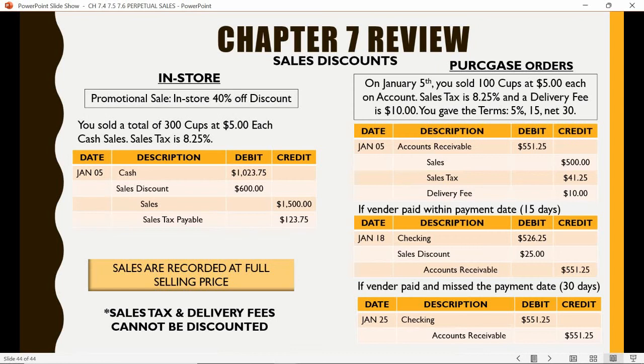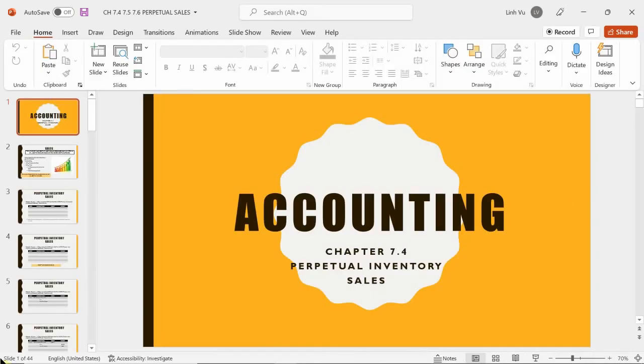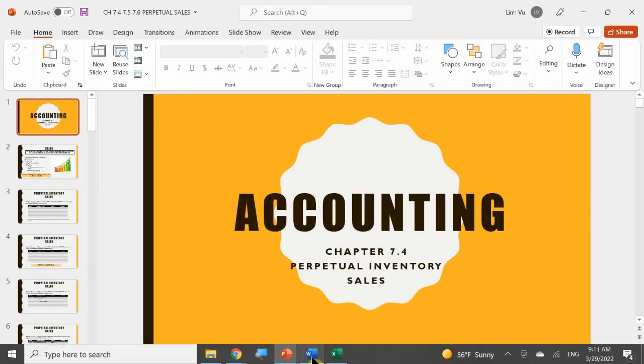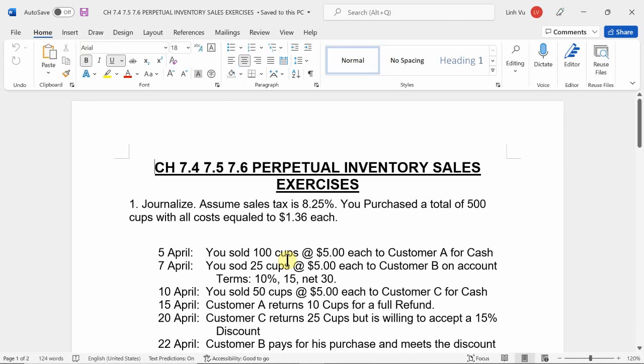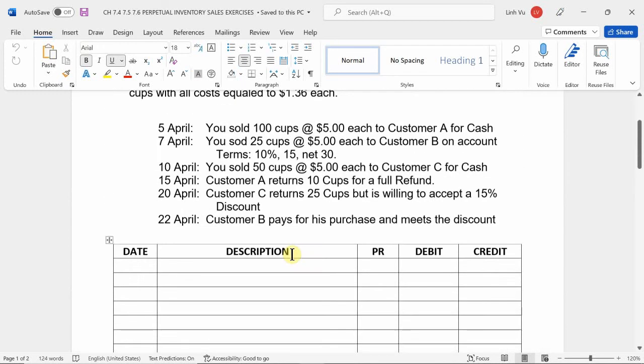And of course, we talked about discounts, right? We talked about in-store discounts, and we talked about what happens when you give discounts to individuals that owe you on an account. So let's go ahead and dive right into chapter 7.4, 7.5, 7.6, Perpetual Sales Exercise.